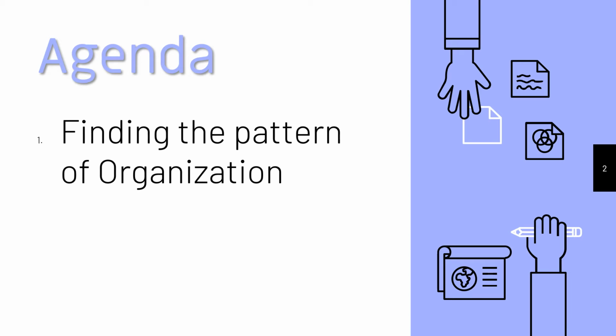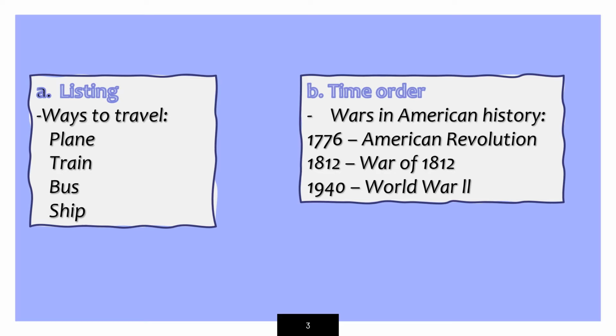As you can see on the screen, in this video we're going to be focusing on this topic, finding the pattern of organization. There are 4 categories to organize a text. For instance, here we have listing. It refers to a strategy in which the writer develops a list of words and phrases or even images and ideas that revolve around the same topic. So in other words, it's like brainstorming.